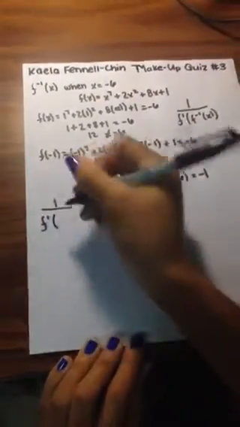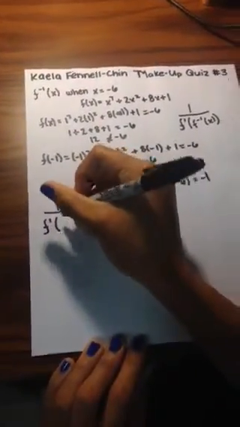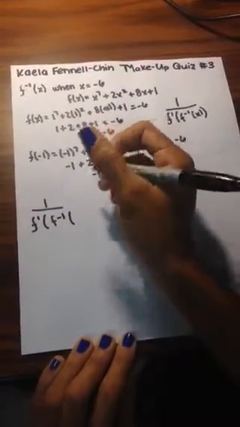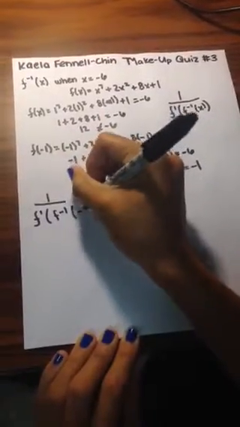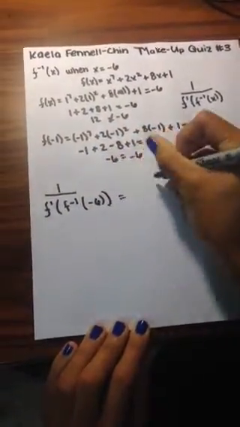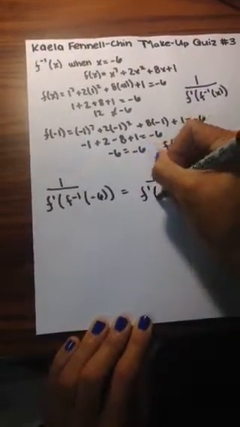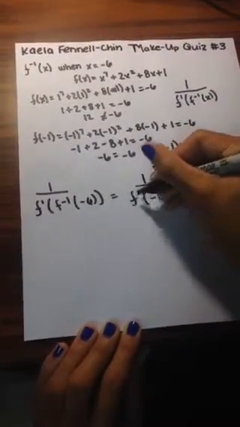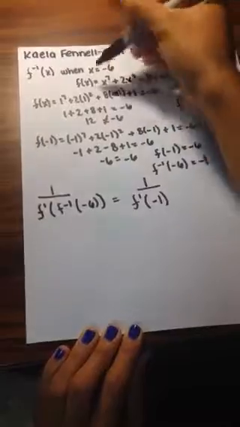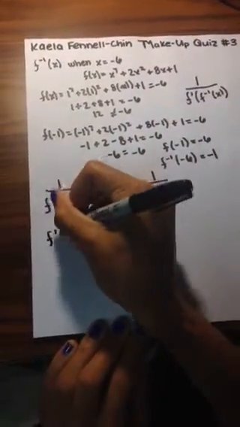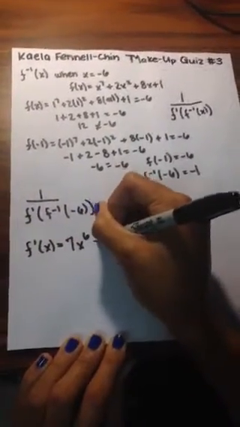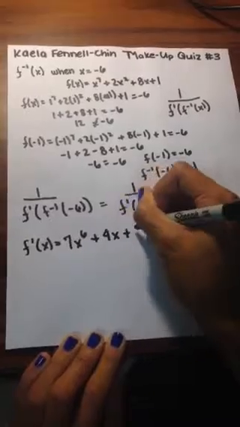So if we rewrite this, we have 1 over our derivative at f inverse at -6, which is equal to 1 over our derivative at -1, which we found. So now we have to find what the derivative of our original function is. So our original function's here. The derivative of our original function is equal to 7x to the 6th plus 4x plus 8.